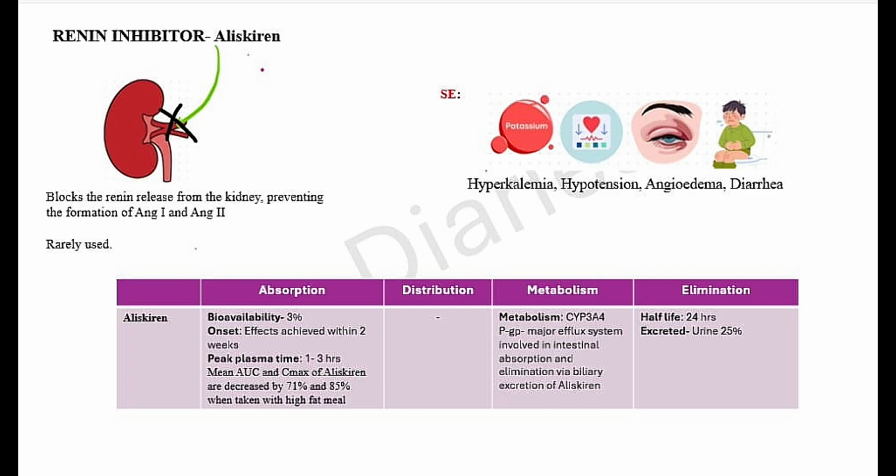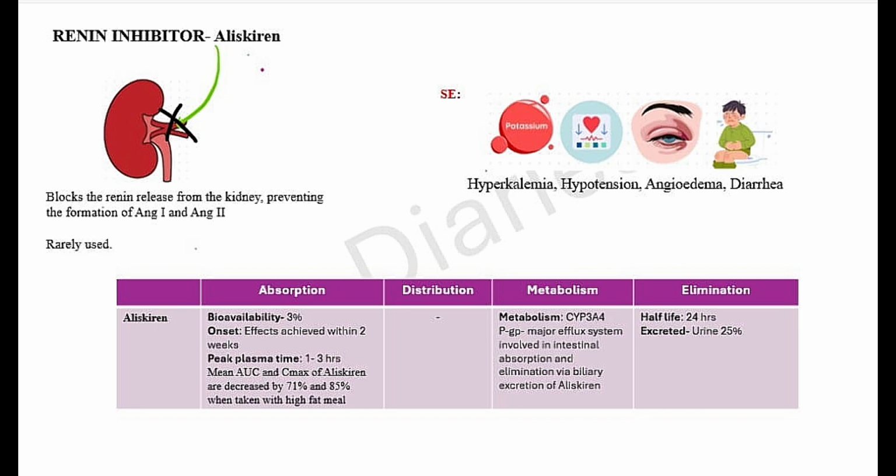Renin inhibitors represent another class of antihypertensive drugs. The main example is aliskiren. This drug works by directly inhibiting renin, preventing the formation of angiotensin 1 and angiotensin 2. As a result, blood pressure decreases.